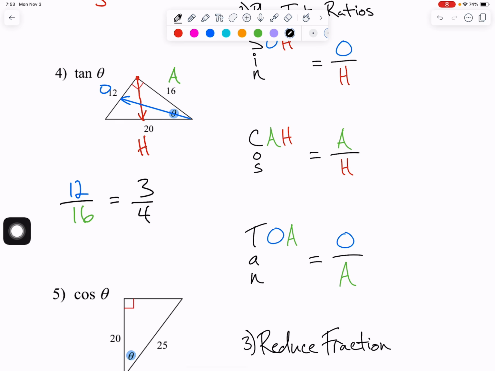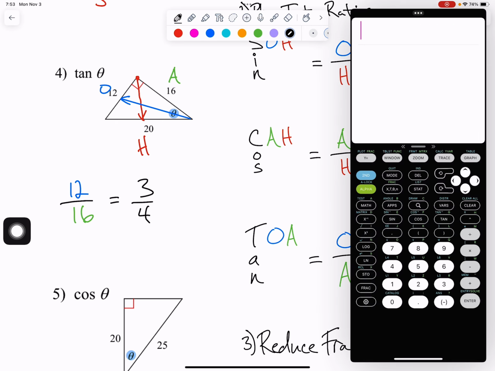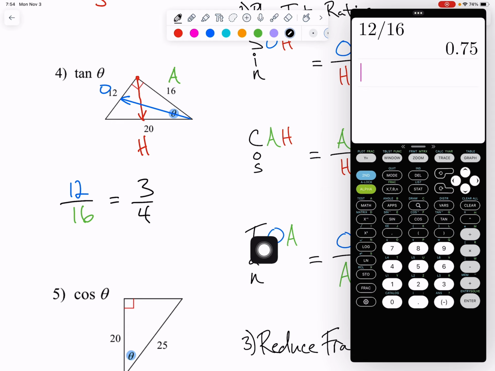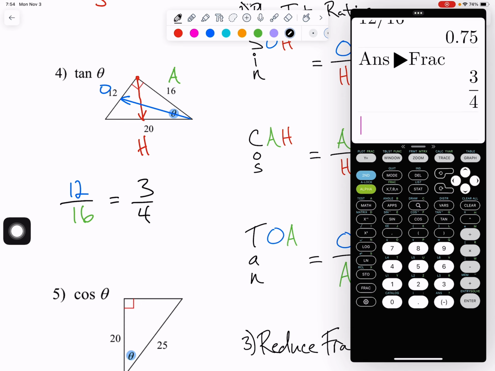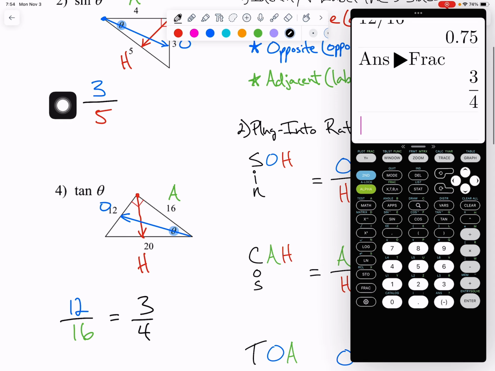Now, if you're uncertain, we can always go to our calculator here. And we can put in 12 divided by 16. Is it going to give us? It does, 0.75. But if you hit the math button and enter twice, it reduces the fraction for you. If the fraction is not reducible, like our first one here, it will just simply show up with the exact same fraction.